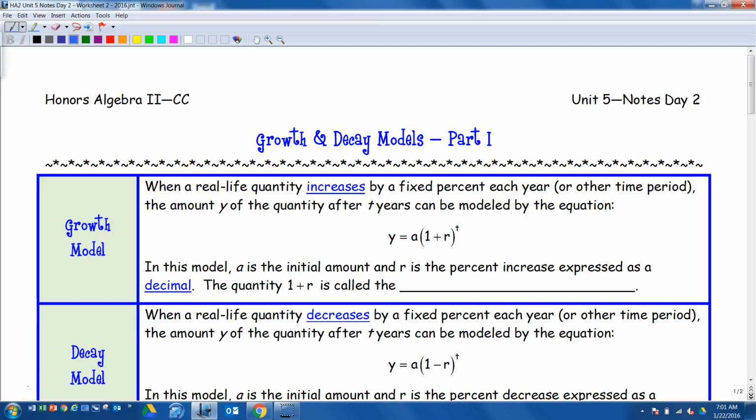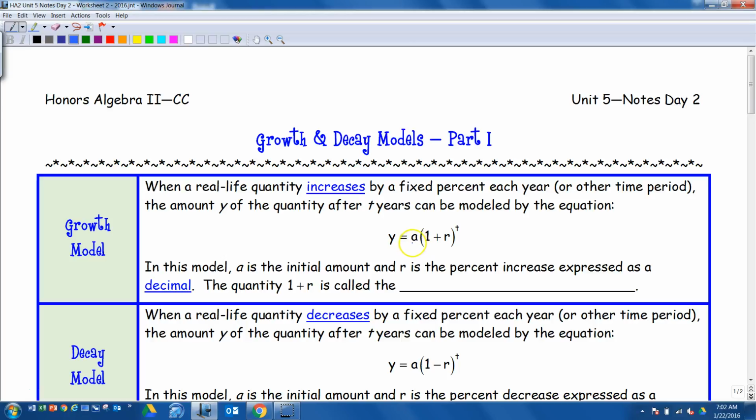All right, class, yesterday we talked about growth and decay graphs. Now we're going to talk about the models themselves. Growth model, first thing we're going to look at. When a real-life quantity increases by a fixed percent each year or other time period, the amount y of the quantity after t years can be modeled by the equation y equals a times 1 plus r to the t.